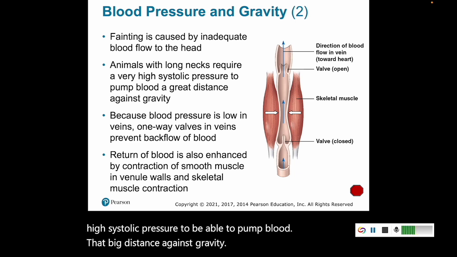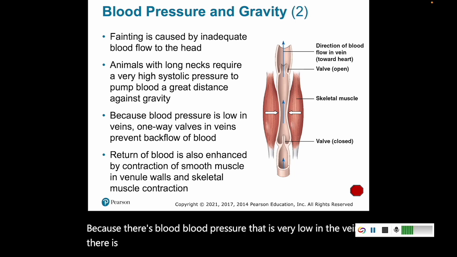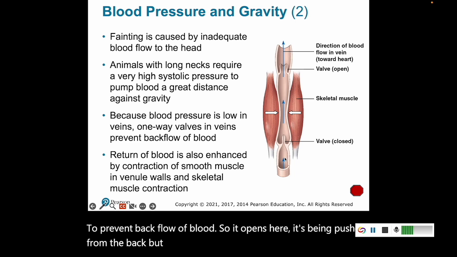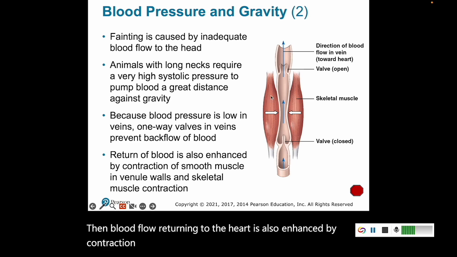Because blood pressure is very low in the veins, there are valves that close to prevent backflow of blood. So it opens here as it's being pushed from the back, but it closes to prevent it from coming back. Then blood flow returning to the heart is also enhanced by contraction of smooth muscle in the venule walls and skeletal muscle contraction too.